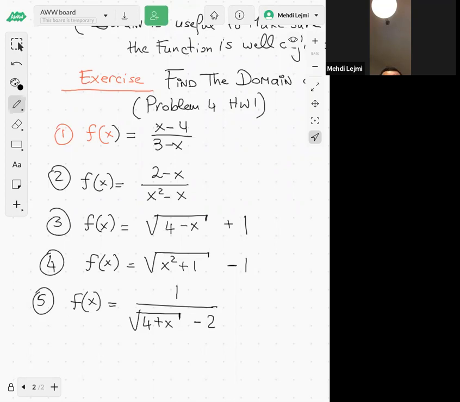So again, guys, all you have to memorize is that whenever you want to find the domain, if you have a division, solve the denominator equal to 0. If you have the square root, you solve whatever you have under the square root larger or equal to 0. So there are two things to do: either solving the denominator equal to 0, or solving whatever is under the square root larger or equal to 0, or both.